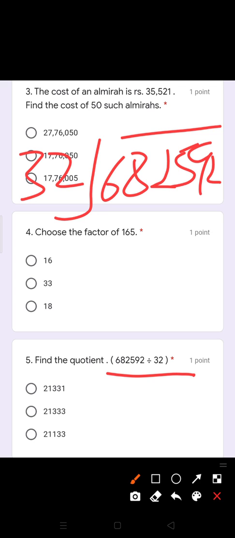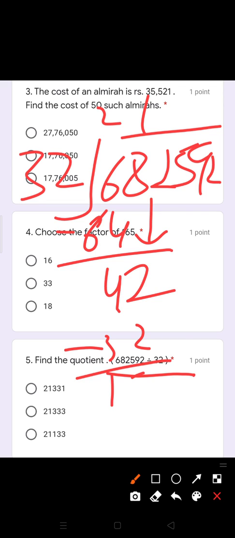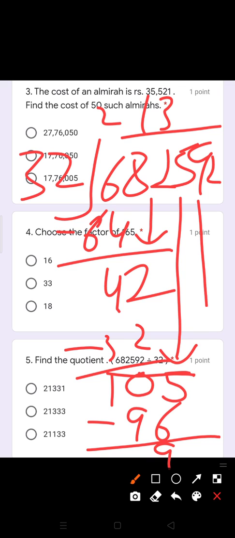So 32 twos are 64, you will subtract it, 4 is the answer, 2 comes down, then 32 ones are 32, subtracted, this is 10, 5 आपका नीचे आ जाएगा, then 32 threes are 96, you will subtract it, your answer is 9 here, again 9 down, 3s are 96, and same way you are going to solve it and you will get your answer as option number 1.